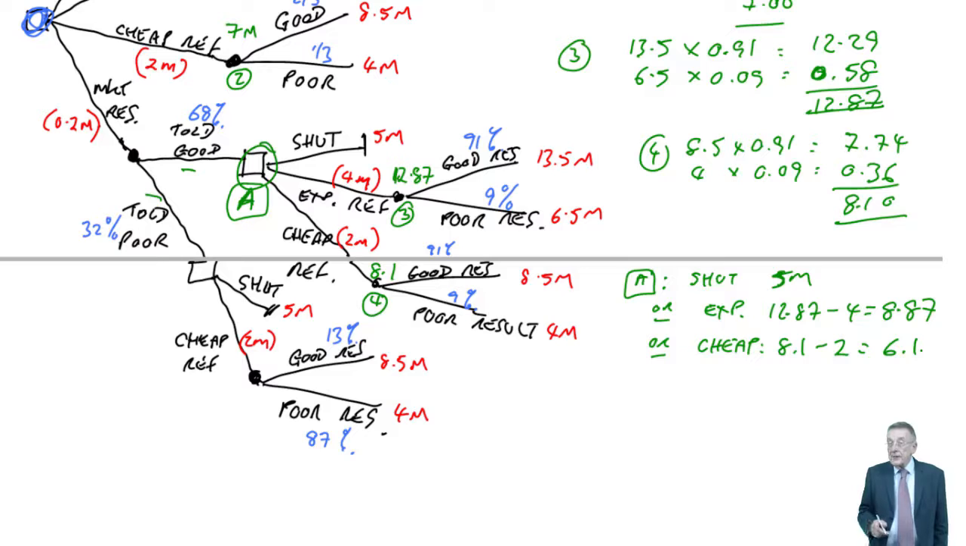Now it's our choice. And so which would we choose if we ever got to that situation? We do market research, we say it's good. Well, obviously, we'll choose the highest. We'll choose to do expensive research. I'll mark it with a hatched line so I don't forget. And therefore, we know that the benefit of market research, if they tell us it's good, we know we'll end up with 8.87 million.